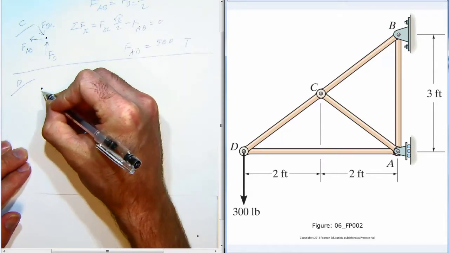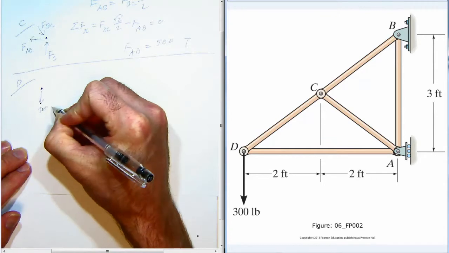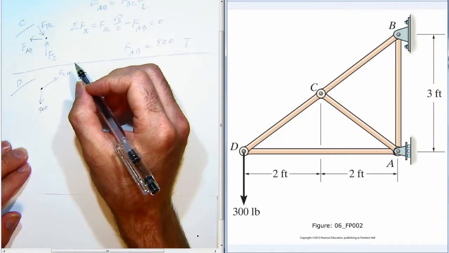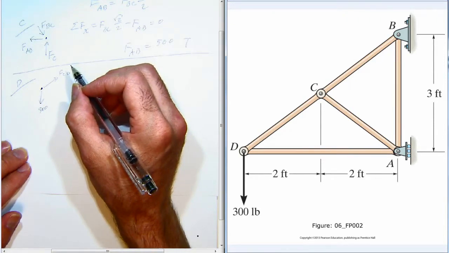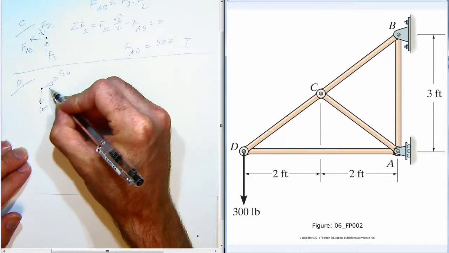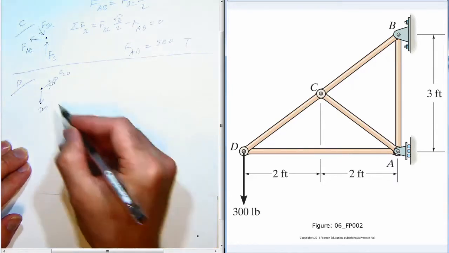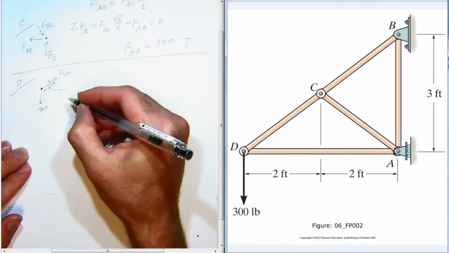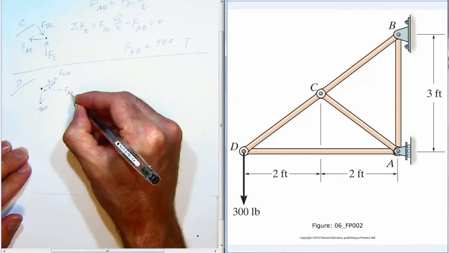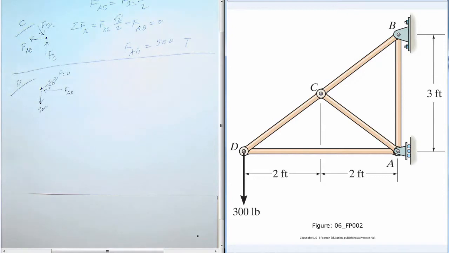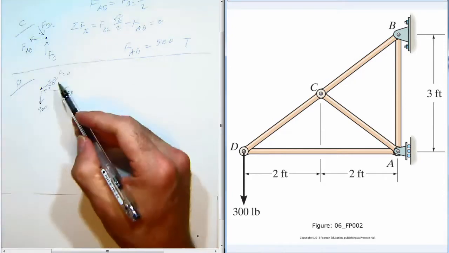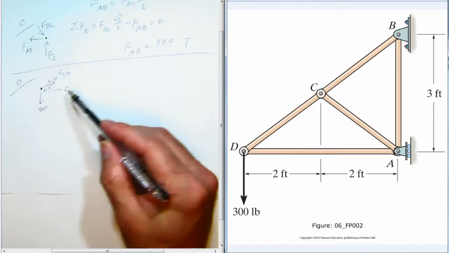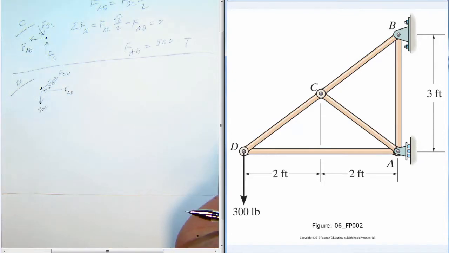So here's the free body diagram of joint D. We've got 300 pounds acting down. FCD is due to tension, and there's a direction for FCD. And then here we'll draw FAD in compression. And so tension and compression for this one I just got by examining it. FCD needs to be in tension to balance the downward force here, and then FAD needs to push to the left in order to balance the force to the right from FCD.